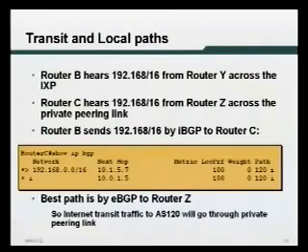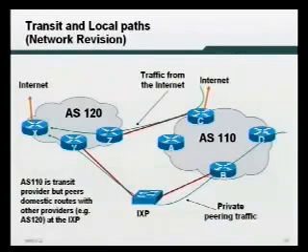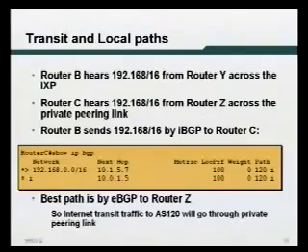Okay, so let's look at it. Router B, which is that one there, the exchange point router. Here's the 192.168 from router Y across the exchange. Router C, here's 192.168 from router Z across the private peering link. Router B sends it by IBGP to router C, so router C will see an IBGP entry, and it will see an EBGP entry. Best path is EBGP, because external is preferred over internal.